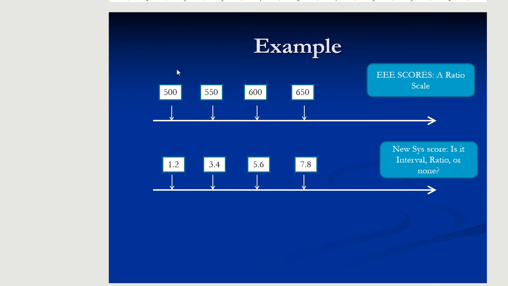So, since these points are equidistant, and now you understand why I took them equidistant. The difference between 500 and 550, 50.